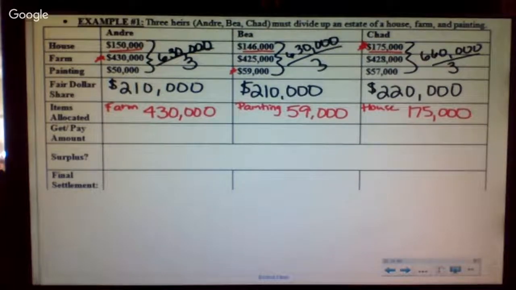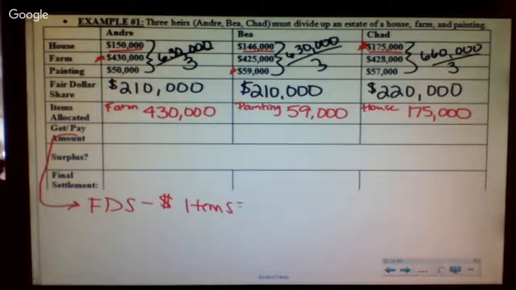To get your get/pay amount, I want you to take your fair dollar share and subtract off the money for your items. For your get/pay amount, subtract your fair dollar share and how much money they're getting in items. So do Andre's first. $210,000 minus $430,000. Negative $220,000.